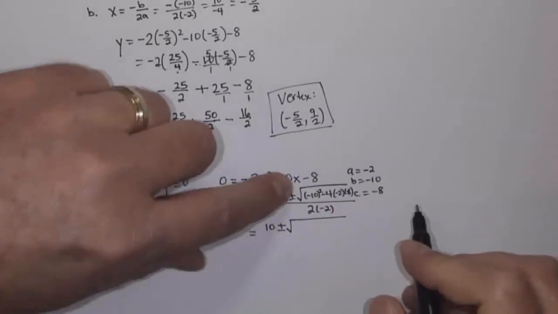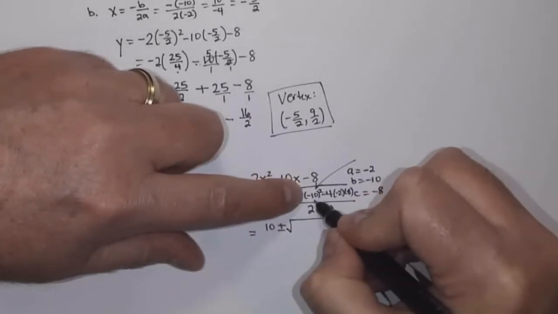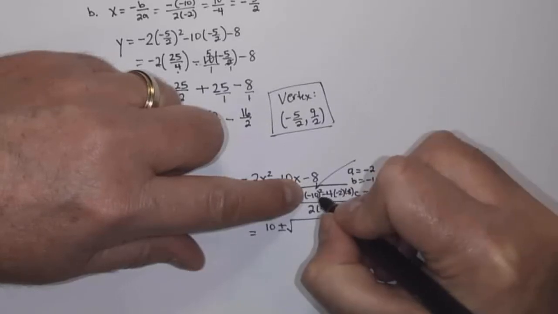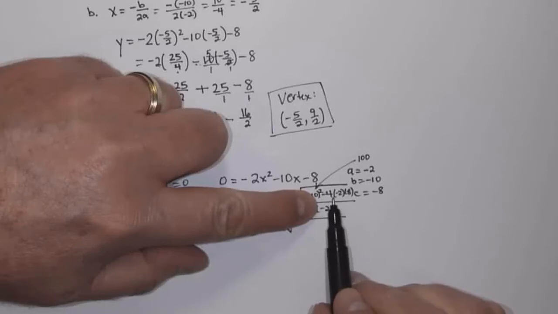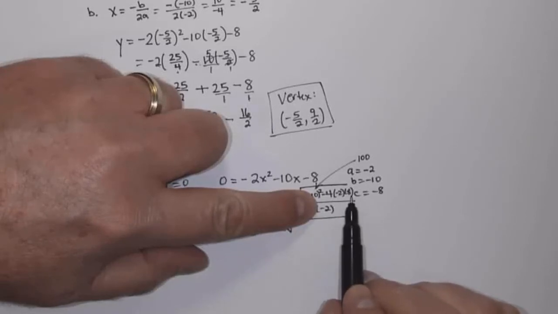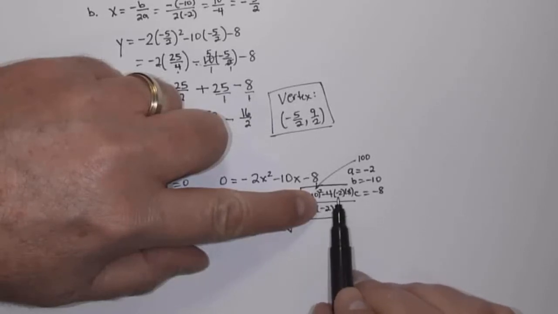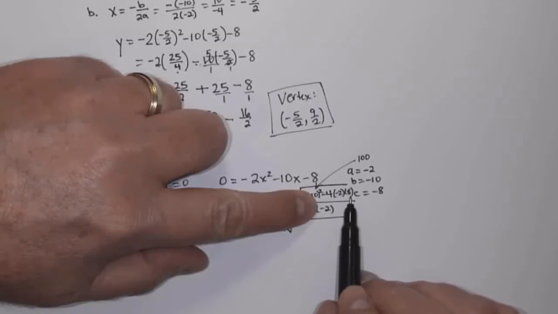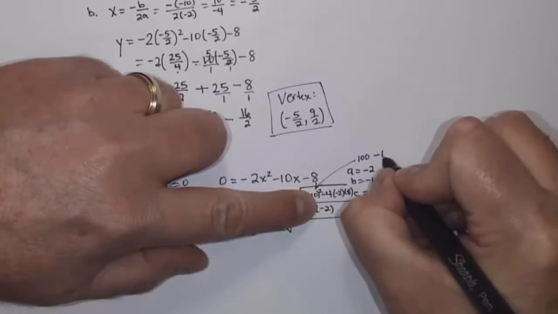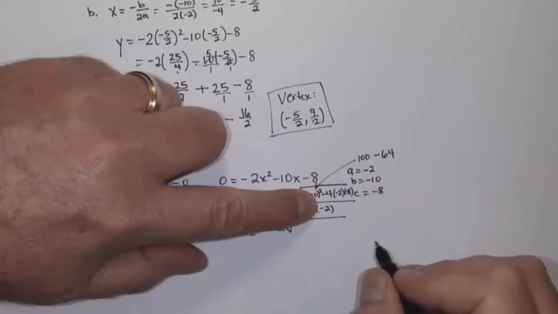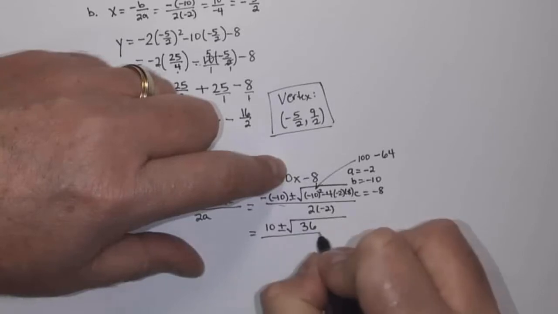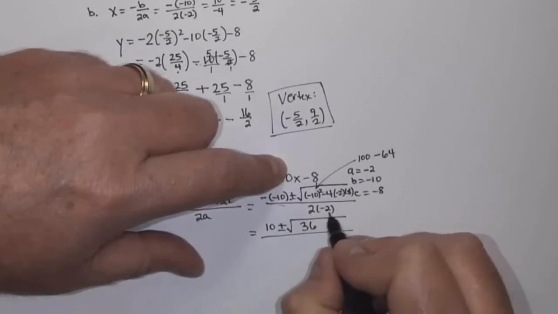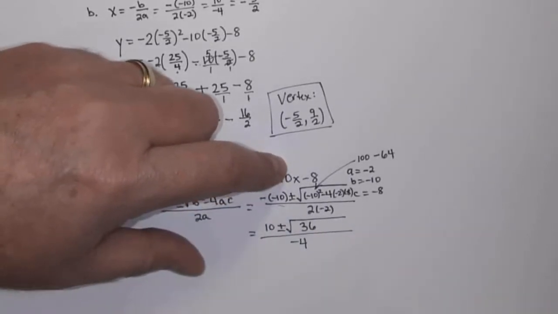square root. Well, underneath the square root here, we have negative 10 squared. Negative 10 times negative 10 is 100. We have minus 4 times negative 2 times negative 8. So minus 4 times negative 2 is positive 8. Positive 8 times negative 8 is negative 64. So we have 100 minus 64, which is 36 underneath the square root. And 2 times negative 2 in the denominator is negative 4.